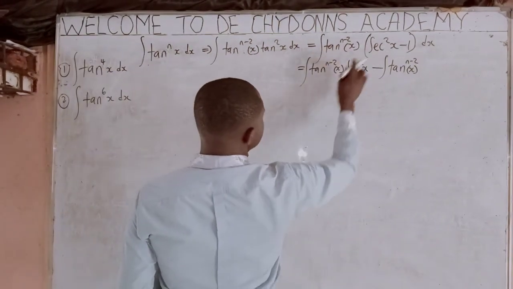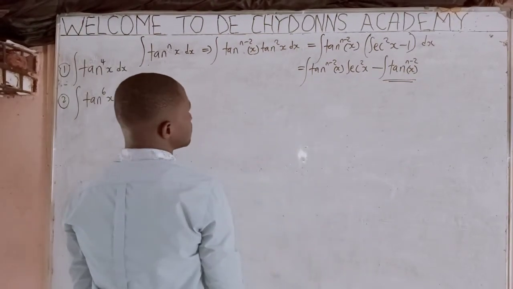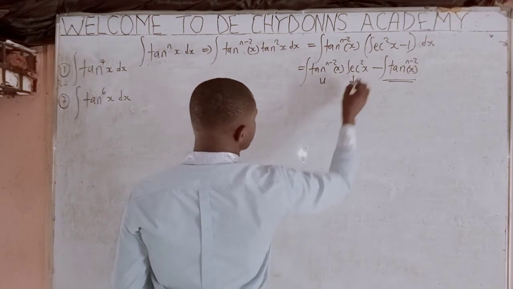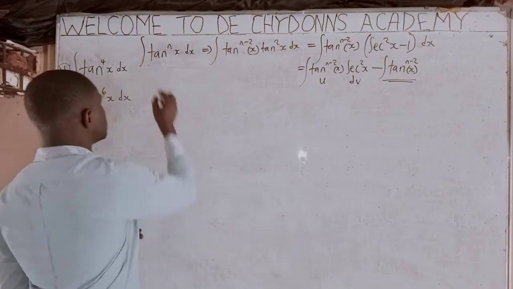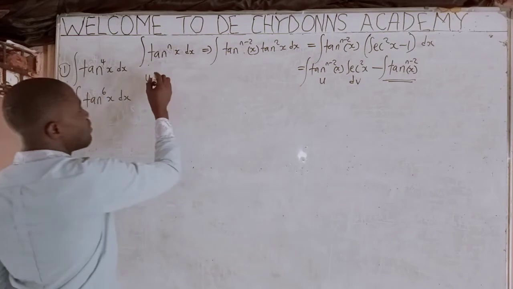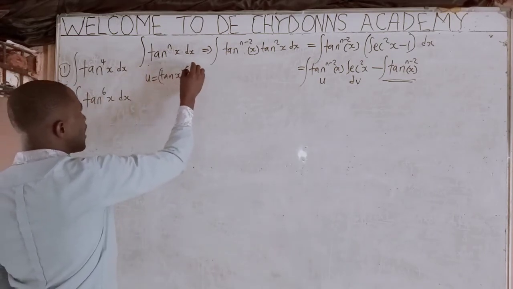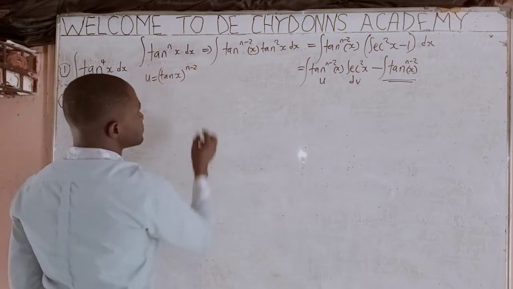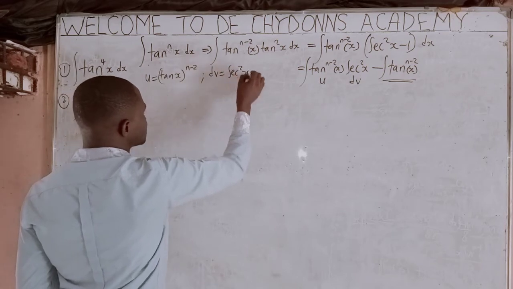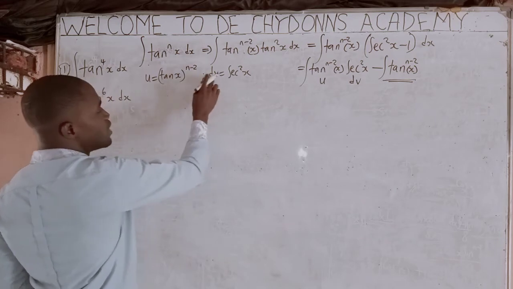Everything here times this will give you this. So we keep this and say, okay, let's integrate this first. Call this u, call this v. That tells us that u equals tan n minus 2 x, meaning tan x raised to the power of n minus 2. Then dv equals sec squared x dx.